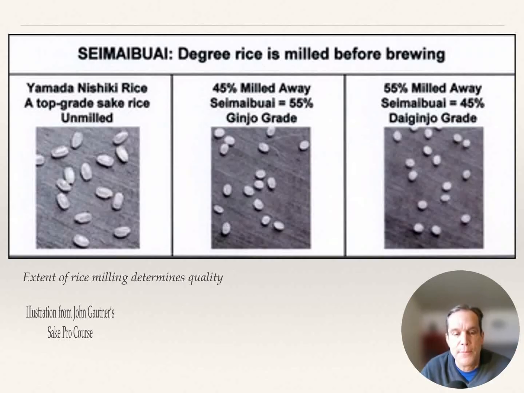And just as a word of reference, and I'll have this at the end of the second part, a lot of the material from this lecture comes from John Gauntner's Sake Pro course, his Sake Confidential and other writings, and a bit of sake history from my book, Kampai, The History of Sake.